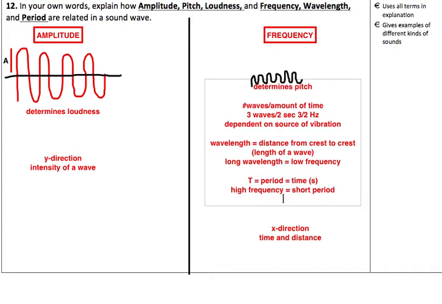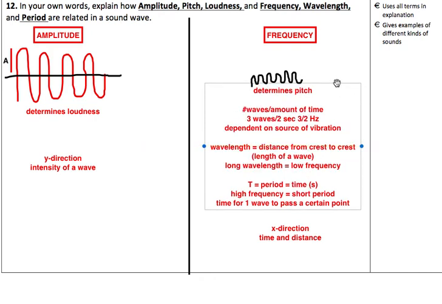Technical definition would be time for one wave to pass a certain point. So if you had a stopwatch and you started the stopwatch when the wave crossed the start line and stopped the watch when the end of the wave passed you, the time that you see on the stopwatch would give you the period. Okay. It's kind of relating frequency, wavelength, and period.